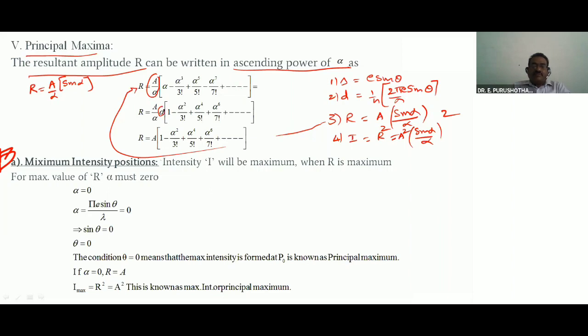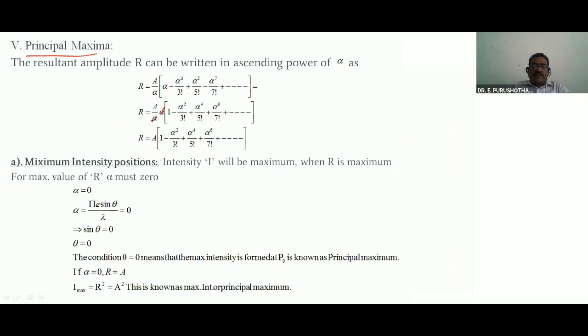Just take alpha as a common factor. So here remaining 1; alpha square by factorial 3 plus alpha to the power 4 by factorial 5, minus alpha to the power 6 by factorial 7, and so on. So here alpha gets cancelled, remaining A into 1 minus alpha square by factorial 3, same, plus, minus, same. So now maximum intensity positions.